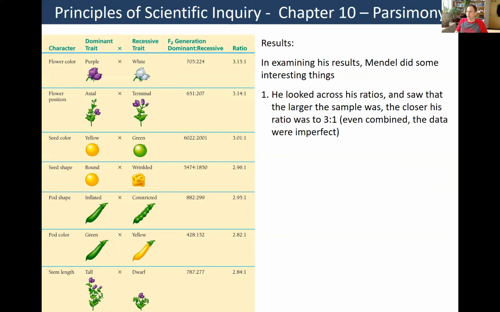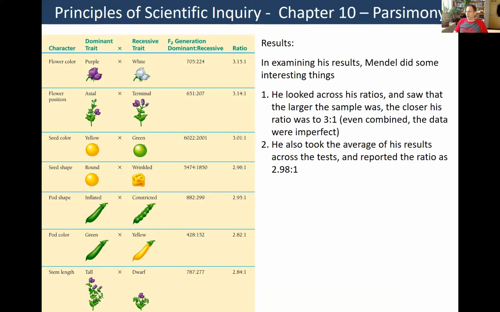All right, so in examining Mendel's results, he did some funny things. He looked at the F2 generation, the offspring, and he looked at the ratios of purple to white flowers, or axial or terminal flowers, a bunch of these traits, right? So the ratios are what matter. He broke down those ratios, and in this case it's 3.15 to 1, 3.14 to 1, 3.01 to 1, 2.96 to 1, 2.95, etc. He looked across his ratios, and he saw that the larger the sample was, the closer his ratio was to 3 to 1.